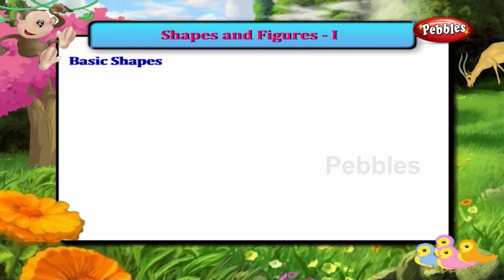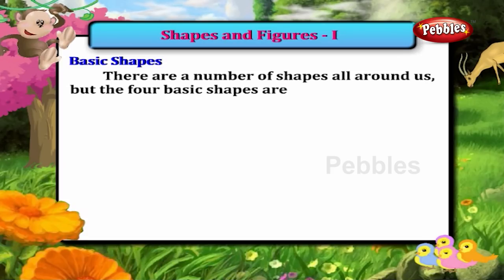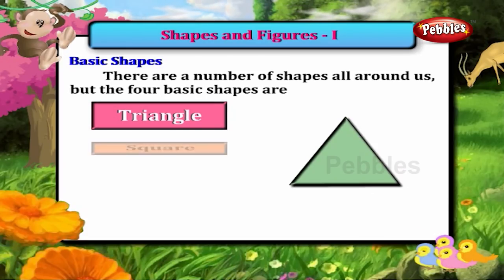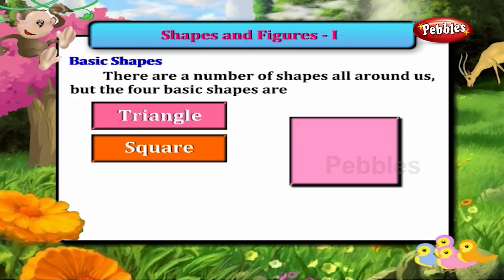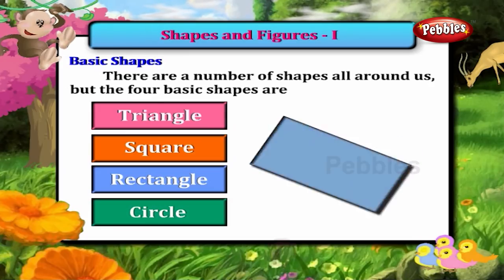Basic shapes. There are a number of shapes all around us, but the four basic shapes are triangle, square, rectangle, and circle.